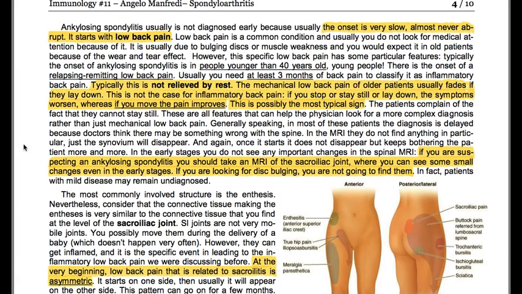Typically, the onset of ankylosing spondylitis is in people younger than 40 years old. Young people. There is the onset of a relapsing remitting low back pain. Usually, you need at least 3 months of back pain to classify it as inflammatory back pain. So at least 3 months are needed. Usually people younger than 40 years old. Relapsing remitting pattern. Typically, it's not relieved by rest.